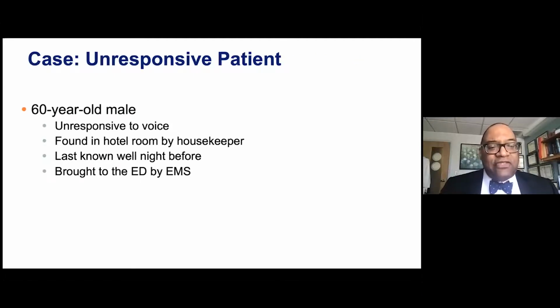Let's start with a case. So here's a 60-year-old man. He's found unresponsive to voice, found in a hotel room by the housekeeper. This is a kind of a real life story. The last time he was seen well was the night before, and he was brought in by the emergency medical services of that city.